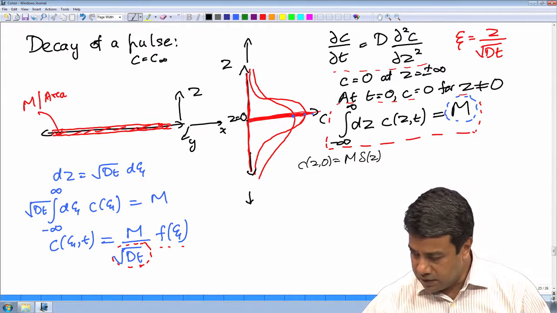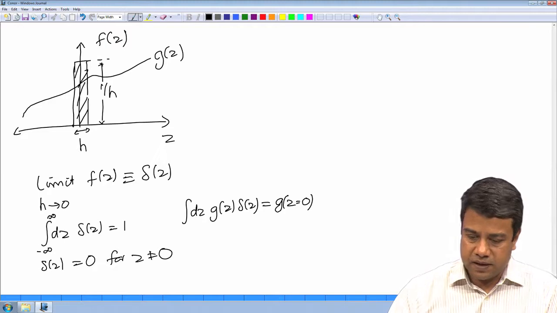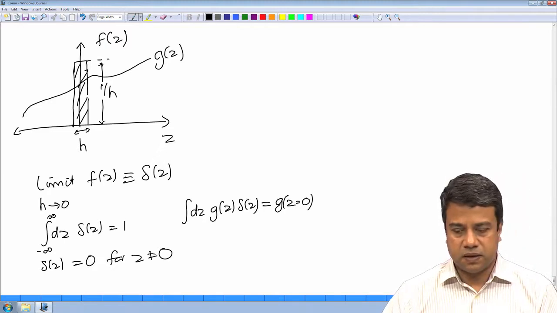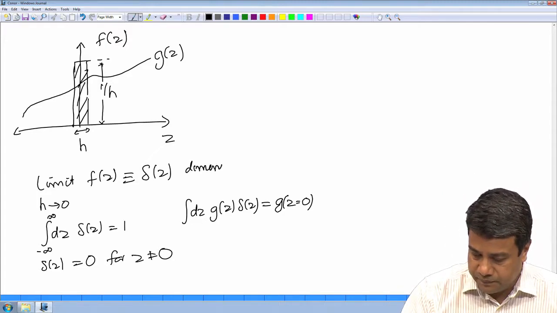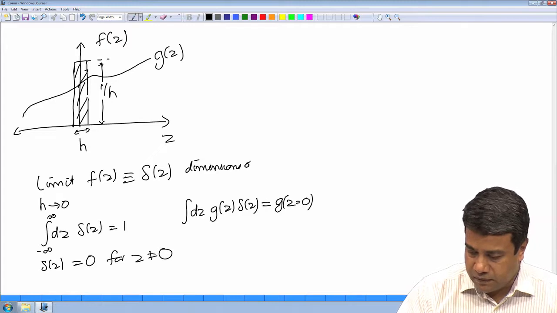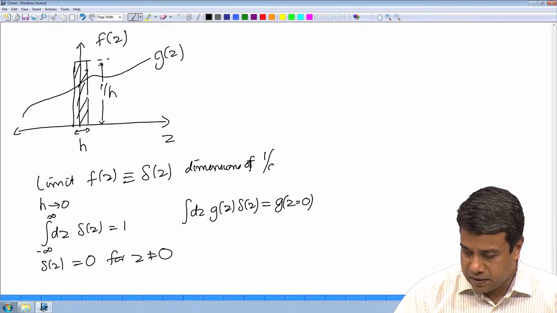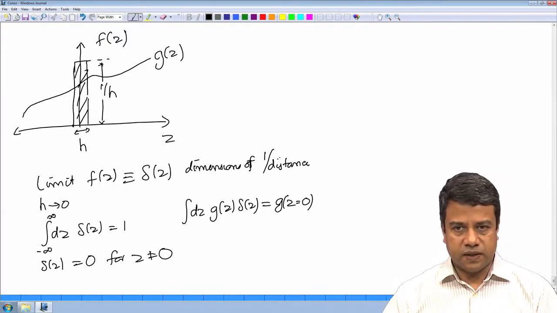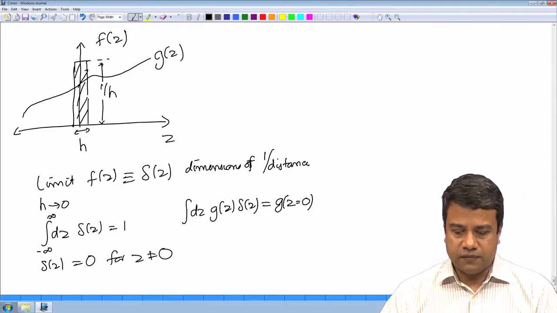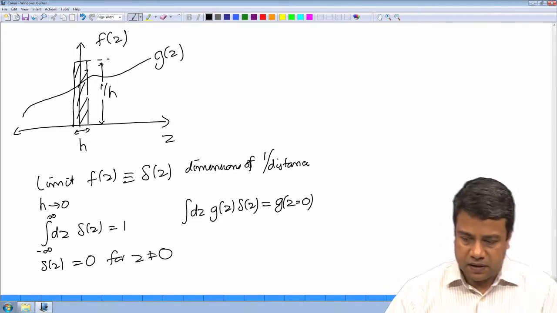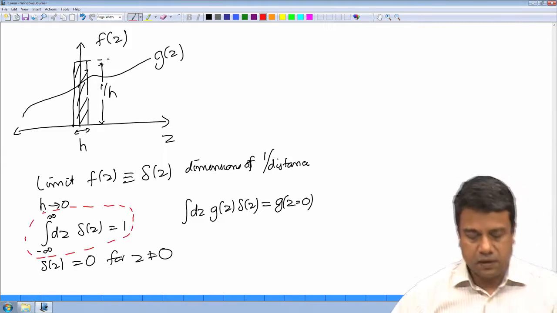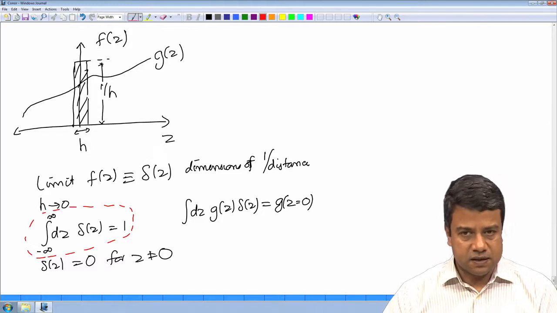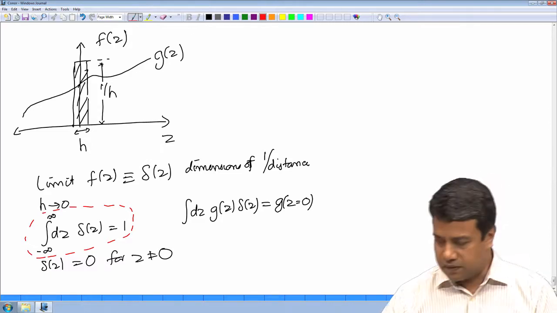If you recall, when I talked about the delta function, I said the height is 1 over h. Therefore, this delta function has dimensions of 1 by distance, because the height of this function is 1 over h and h is a distance. So, the delta function has dimensions of 1 over distance. That is also evident from this equation here. Delta of z times z is dimensionless. Therefore, delta of z has dimensions of 1 over distance.